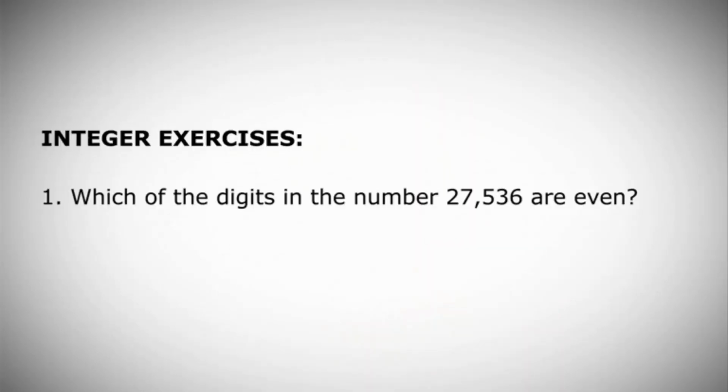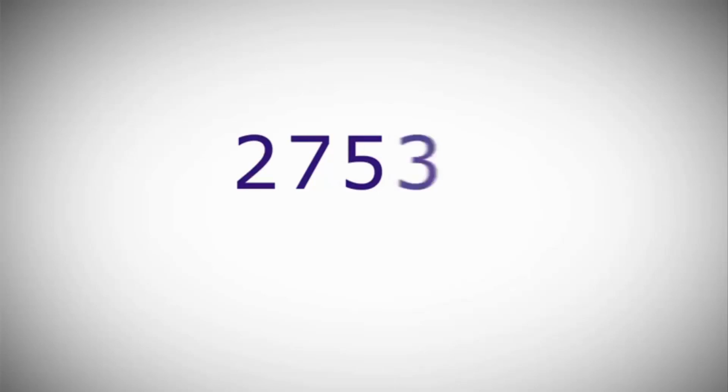The first one, number 1, asks us which of the digits in the number 27,536 are even. Remember, because this question asks us about digits, we don't really need to concern ourselves with the number 27,536. Rather, we want to look at the individual numbers that make up that larger number. So we have 5 digits to consider: 2, 7, 5, 3, and 6. Out of those 5 digits, how many of them are even? Well, looking at that list, we only have 2 even numbers, 2 and 6. So the answer to this question is just that, number 2 and number 6.